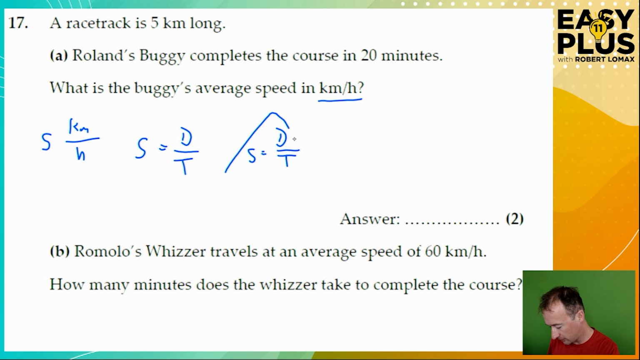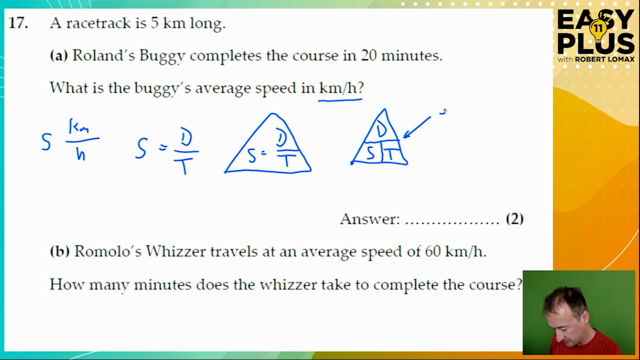We can draw a triangle around those letters, and we can rearrange them slightly to make things clearer. In this magic triangle, this here is a dividing line, and this line here means multiply. When we want to use the triangle, we simply cover the thing that we want to find out. So for example, if we're looking to find out speed, we cover speed, and we see that we have distance divided by time.